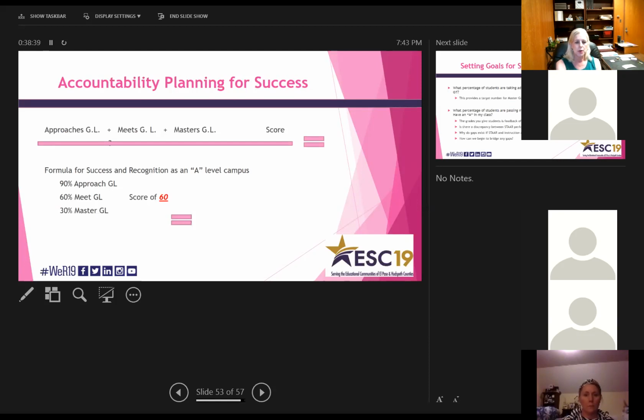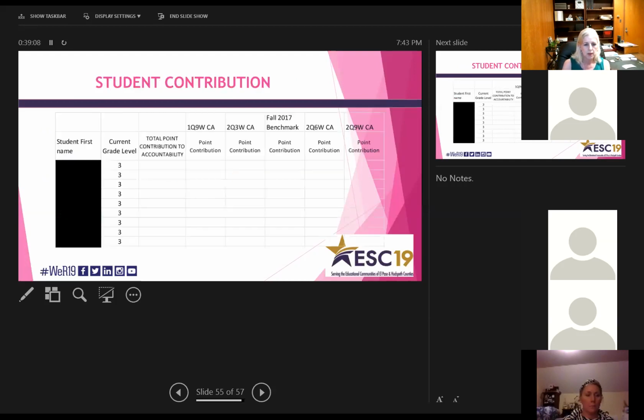So you just have to look at this and understand that if we want to get the letter A, the grade A from the state, what do we have to do with where our students are? So, right now I've got 90% are approaching grade level and only 30% are in mastery. So what do I have to do? I've got to move a bunch of my students towards that grade level. So I'm going to spend a lot of time working with my students who are below grade level, is basically what that says.